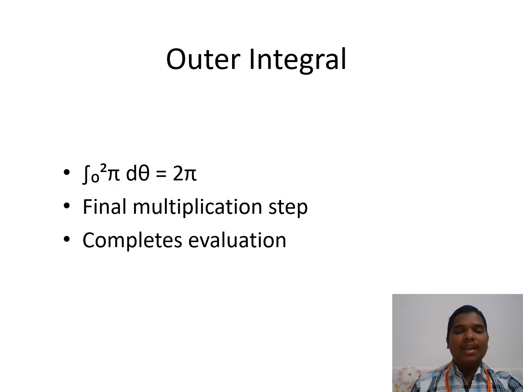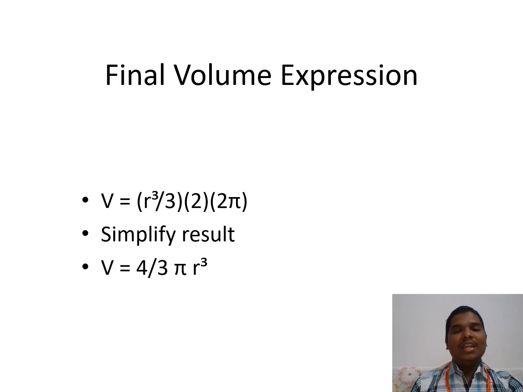Now, we combine all results. Final volume expression. Combining all results, V equals r cubed by 3 into 2 into 2 pi. Simplifying the result, V equals 4 by 3 pi r cubed. This is the required volume of a sphere.